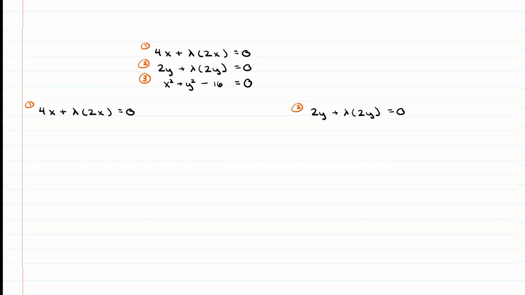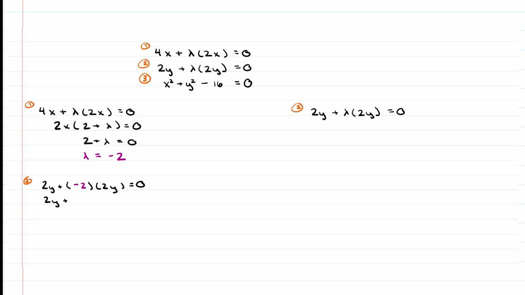So starting with our first equation, we'll factor out 2x. And then when we divide both sides by 2x, that leaves us with 2 + λ = 0. And then we see that λ = -2. Now we're going to plug that lambda value into the second equation in our system. So we've got 2y + (-2)(2y) = 0. -2 times 2y is -4y, so 2y - 4y = 0, which is -2y = 0. So we see that y = 0.